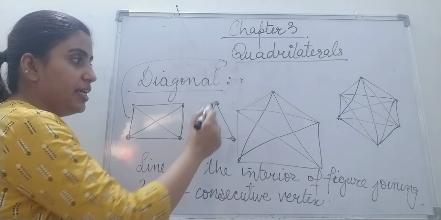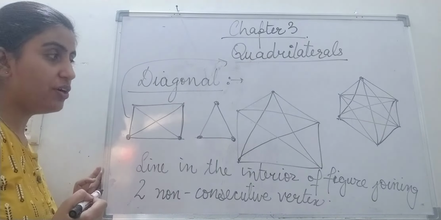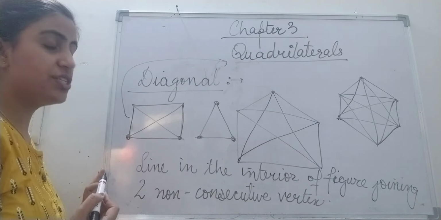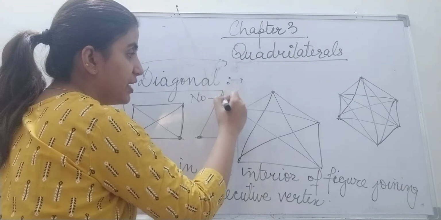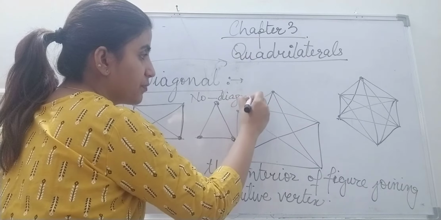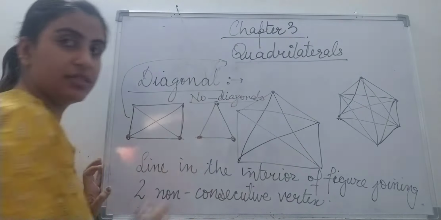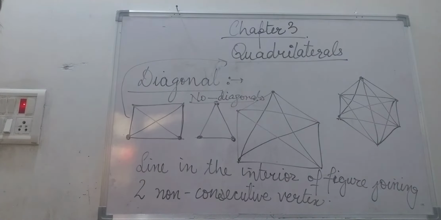The one next to this is this, and the one next to this is this. So I cannot take any vertex which is non-consecutive. So we have no diagonals for a triangle. No diagonals for a triangle.